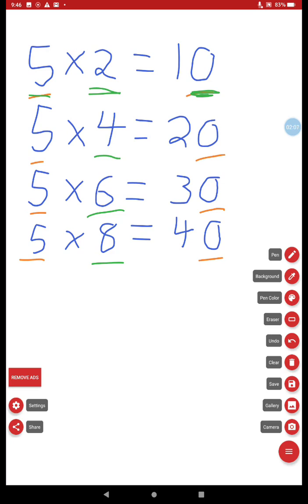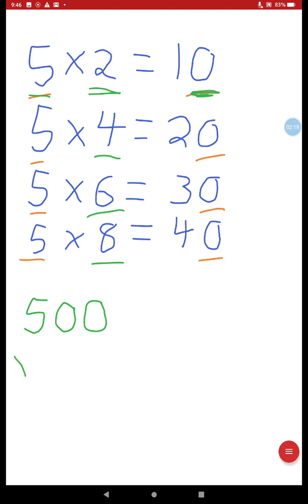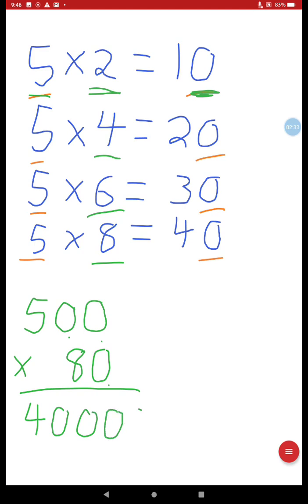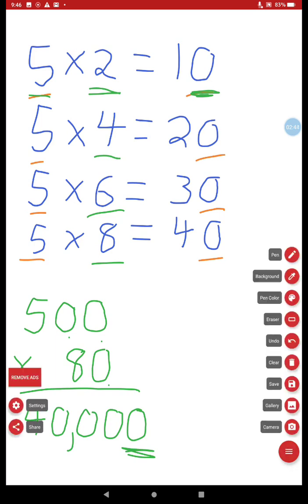You can do any even number. Let's even think of a really big even number. Okay, let's say like 500 times 80. That's pretty big. Well, what did we learn yesterday? 5 times 8 gets me 40. Throw these extra 3 zeros at the end to shift it over. I get 40,000. Did my answer end with a 0? Yes, it did. That's a pattern. 5 times an even number will get you an answer that ends with a 0.